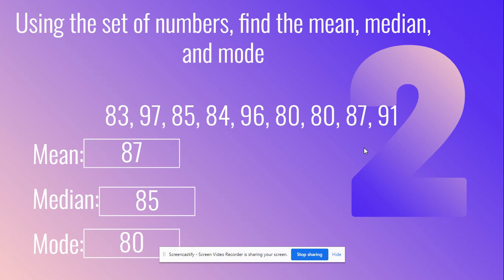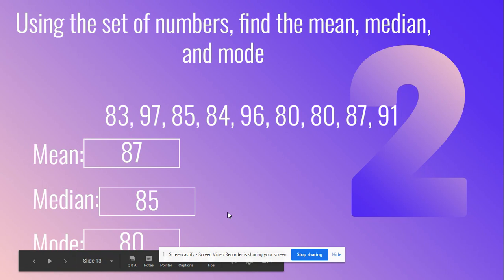The median is the number that happens to be in the middle. And once you put them in order from least to greatest, cross one off on each side until you get to the middle, you're going to come up with 85. And the mode is the number that occurs most, and that happens to be 80.